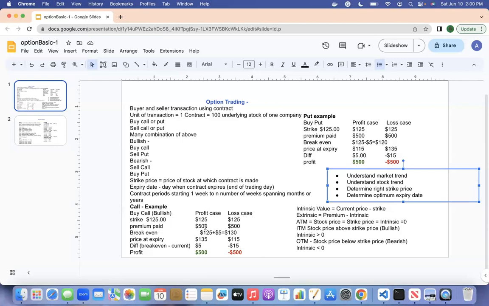Out of the money is stock price below strike price. In case of a bullish strategy, the stock price being below the strike price means the stock has room to go up to the strike price that you have chosen. So you still have a long way to go to make money. So in the case of buy call and buy put, out of the money is not good, in the money is the good strategy.